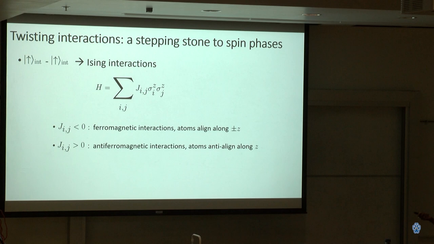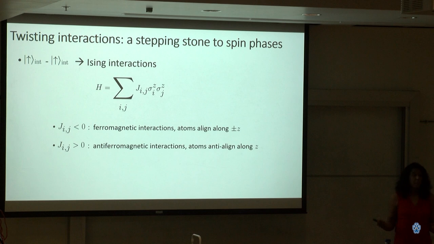What I want you to think about is if this operator acts on an atom, it's like a function, it's going to return what the Z state of that atom is. So if it acts on a spin up, it might return a plus one. If it acts on a spin down, it might return a minus one.